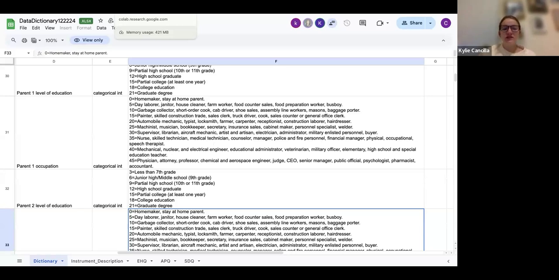And while this pre-processing is useful, we still need to apply something called one-hot encoding to optimize our machine learning model. And what does one-hot encoding do? One-hot encoding creates a new binary column for each unique category within a variable. So for example, in this parent one education column, we've got those 10 possible categories, 0, 5, 10, 15, 20, etc., and one-hot encoding will generate 10 new columns.